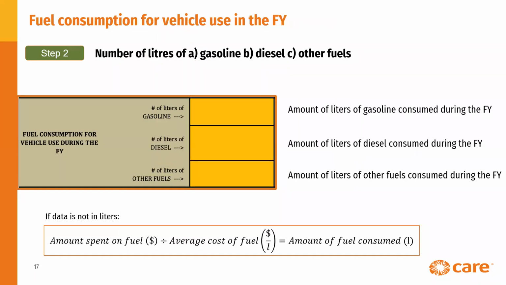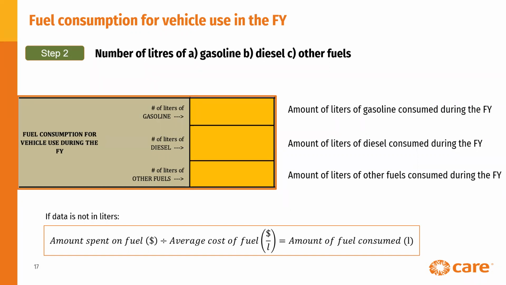So, looking closely into this PIIRS section, step 2, we'll be looking into the number of liters of gasoline, diesel, as well as other fuels. So for each entry point, you will have to enter the amount of liters of gasoline consumed during the fiscal year, the amount of liters of diesel, as well as the amount of liters of other fuels. Other fuels can be such as biodiesel, ethanol, liquefied petroleum such as propane or LPG, or liquefied petroleum gas, even methane or hydrogen. Now, if you have this data already in liters, you can directly enter the values.